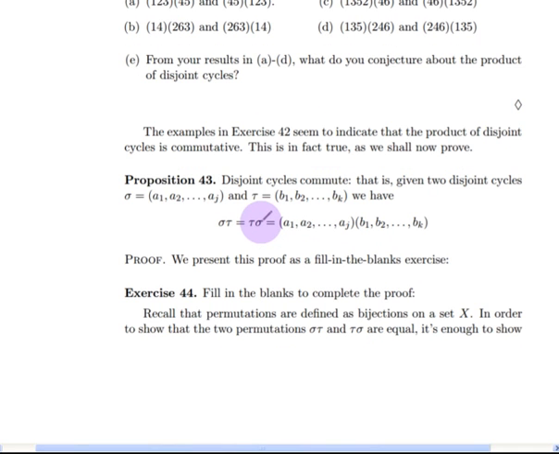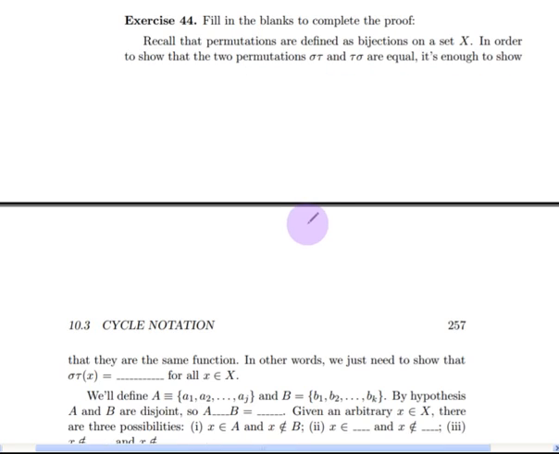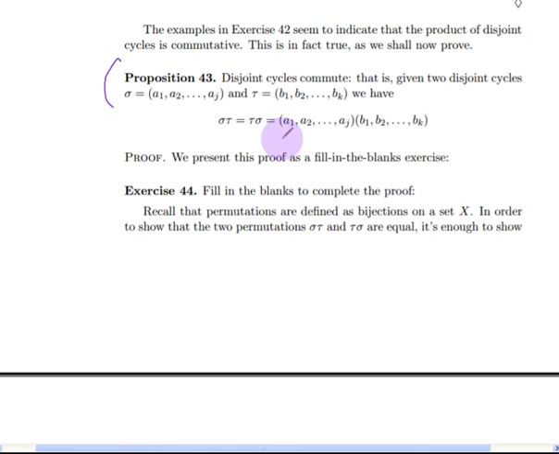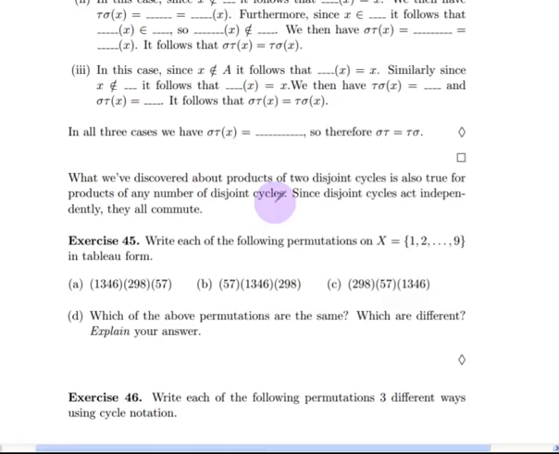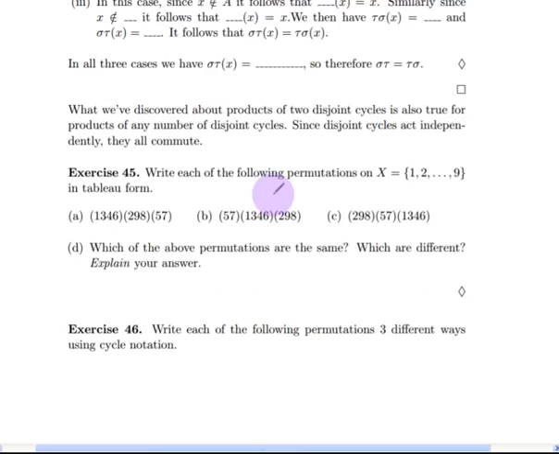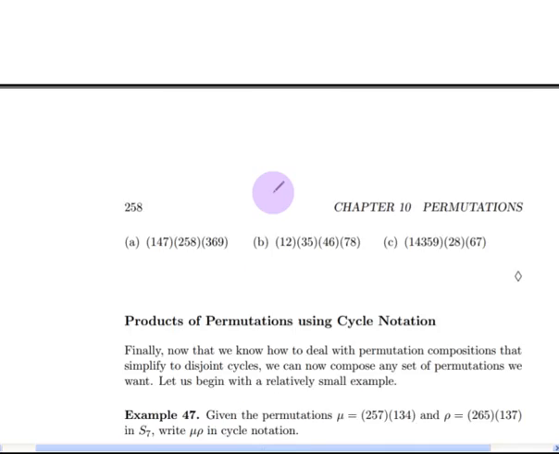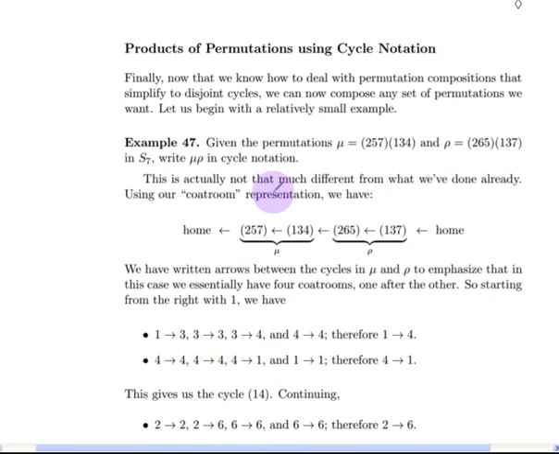Here's the formal proof that the product of disjoint cycles is commutative, as we indicated before. It says if the cycles are disjoint, then any element that's operated on by one cycle is not operated on by the other cycle. So it doesn't really matter what order you do the cycles in. Okay, and a lot of exercises here for you to practice on.